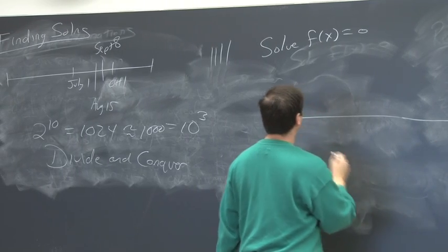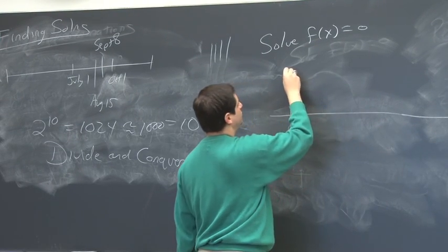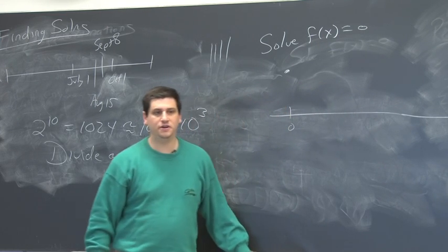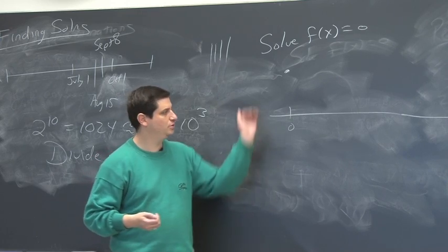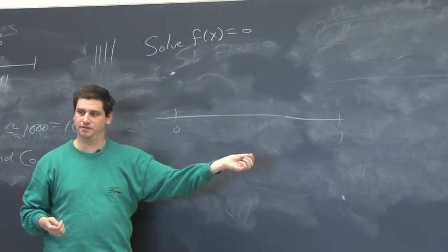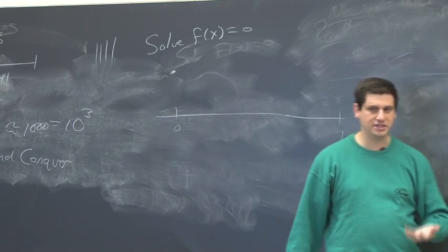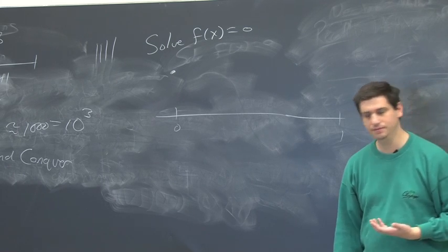And let's say we know initially here's 0, here's 1. Let's say the function is positive here and negative here. If the function is continuous, by the intermediate value theorem, it has to go through the x-axis. You can't start off positive and end negative. If you start off traveling 20 miles per hour and end traveling 60 miles per hour, at some point you must have been traveling 30 miles per hour.